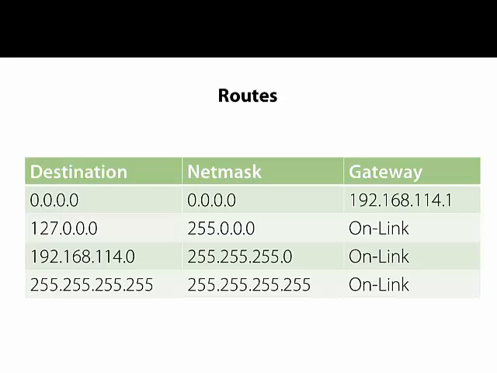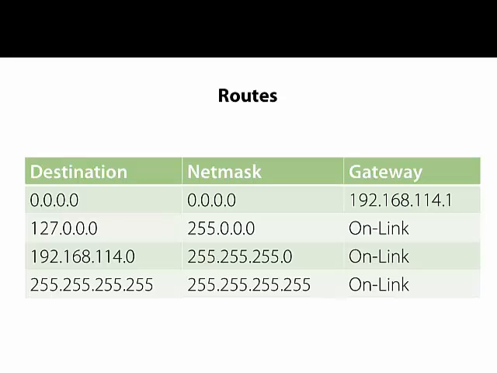So in the second line, we see a destination of 127.0.0.0 with an 8-bit subnet mask, or 255.0.0.0. The 127 network is always the local host. So 127.anything is going to be my local machine. So we see the gateway there is on link, meaning it does not need to go through a default route because it never leaves the physical computer.